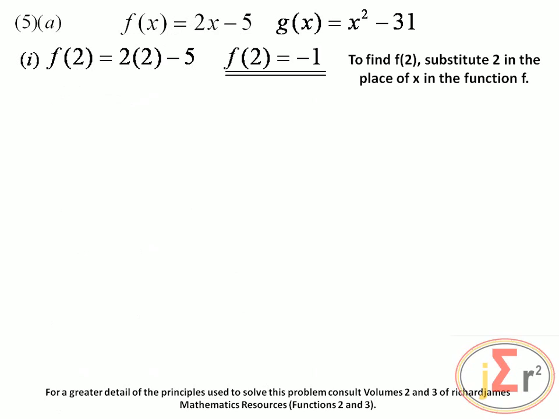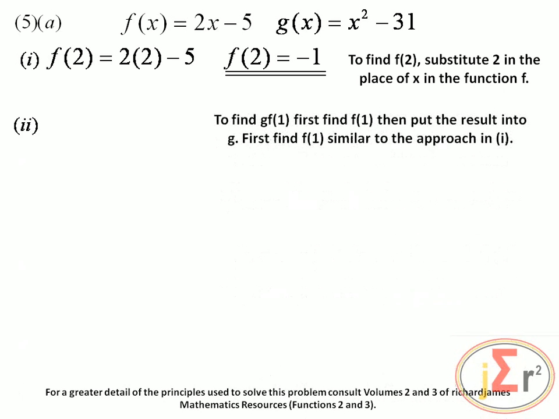We need to find g of f of 1. That's what we are going to find. g of f of 1. First, we find f of 1. When we find f of 1, we put that result into g. So, first find f of 1. What is f of 1? 2 times 1 minus 5. So, 2 times 1 minus 5 is negative 3.